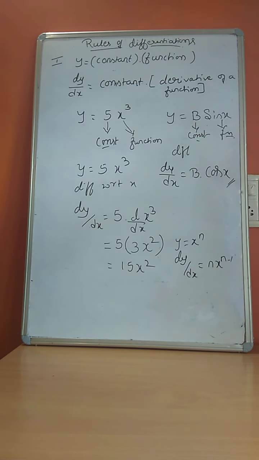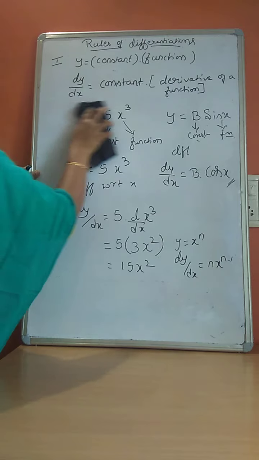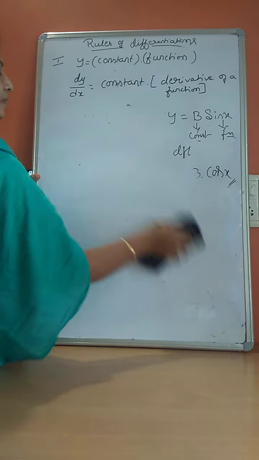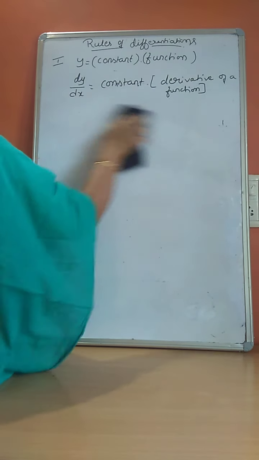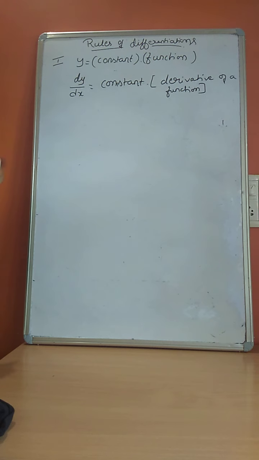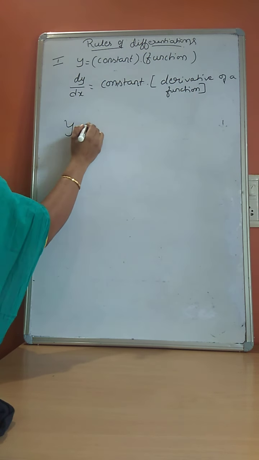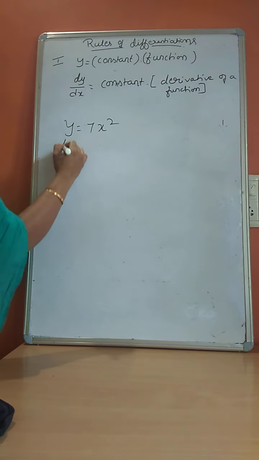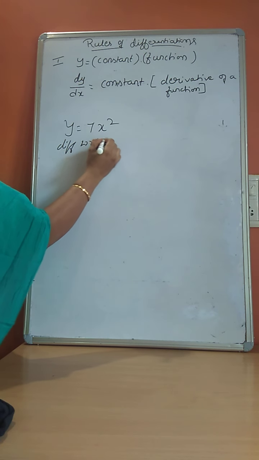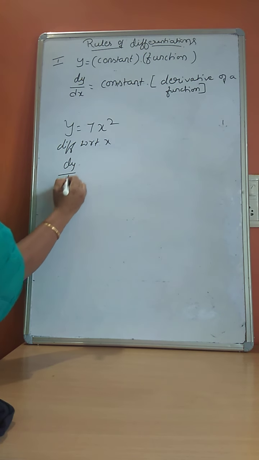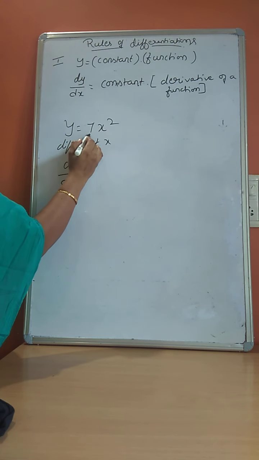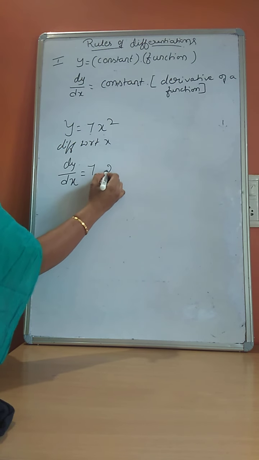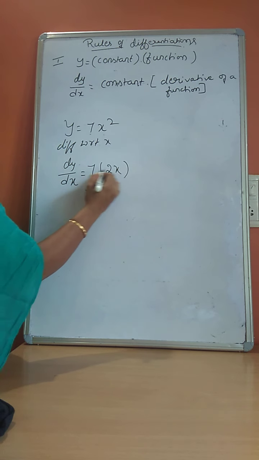Okay, similarly, we can take another example. Suppose y is equal to 7x square. Differentiate with respect to x. As usual, dy by dx is equal to, here 7 is constant, keep as it is. Differentiation of x square is 2x.